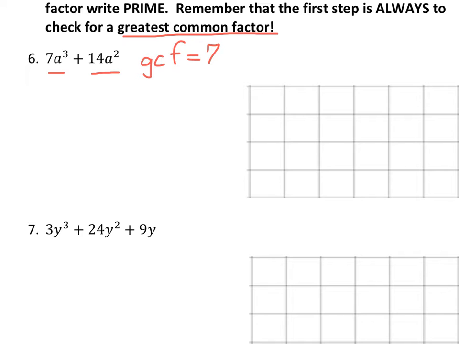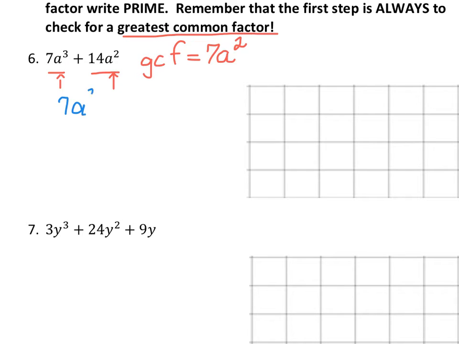And then I see that both of these have a raised to a power. And so they have a common factor of a squared. You always use the lowest power as your greatest common factor. So that's going to be 7a squared as your greatest common factor here. Now you can use the factoring boxes to do this part, but most people actually, I think, find it easier to do the greatest common factor part of it this way.